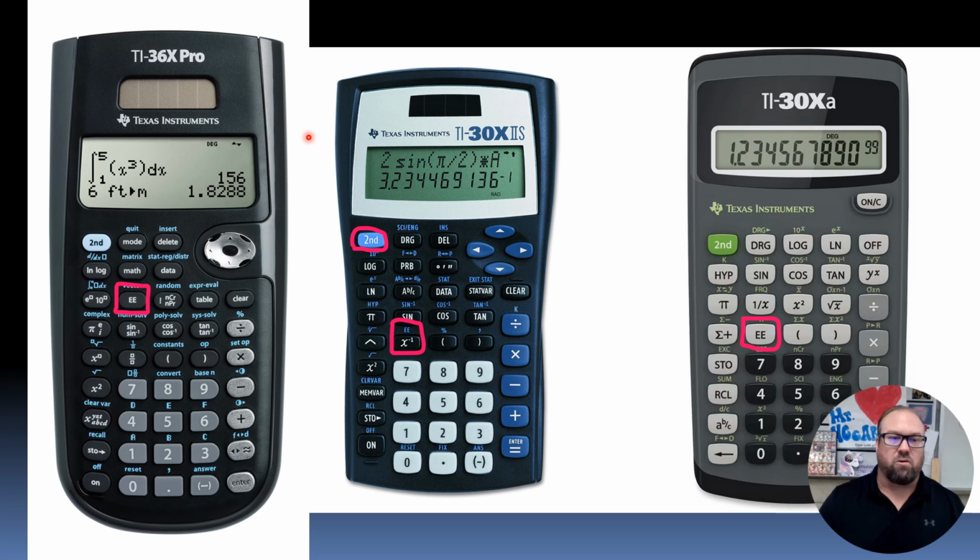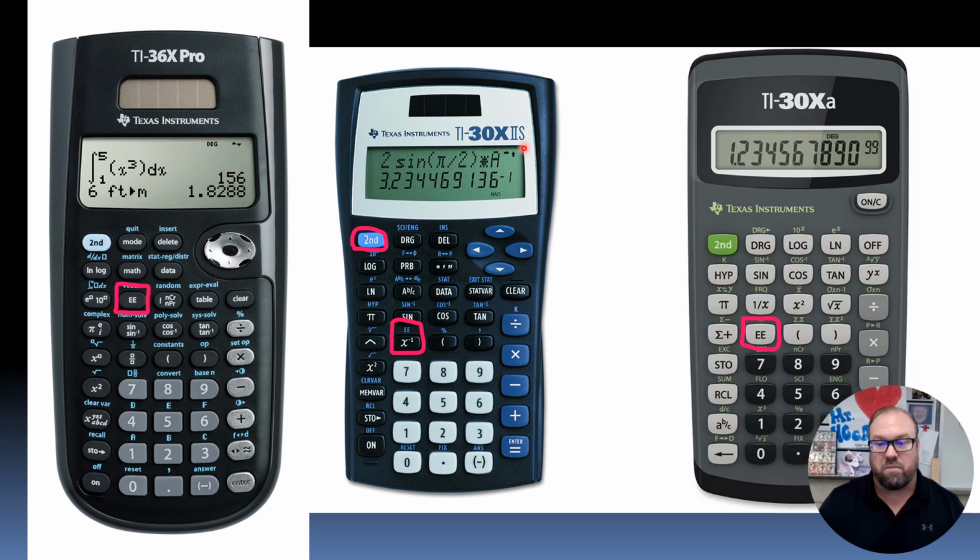There will come a time where a graphing calculator is a nice thing to have, but you don't need it for chem. Okay, so don't try to sell mom and dad that you need a graphing calculator, because that's not necessary for my class. So in the TI-36 Pro, here's your EE button. This is your exponent button. Very nicely placed, very easy to see right out in front.